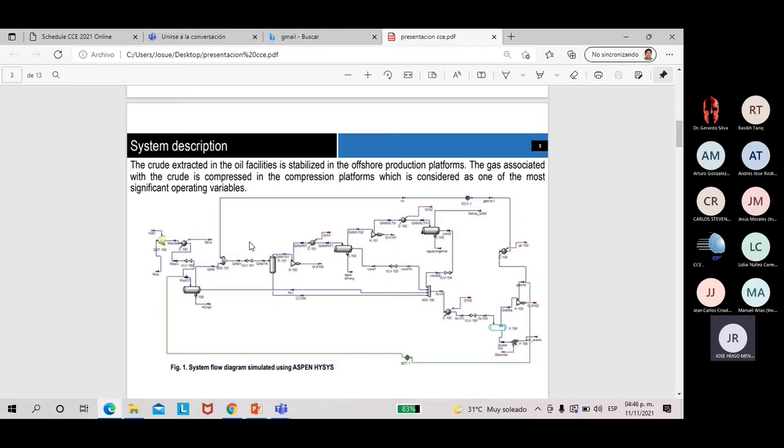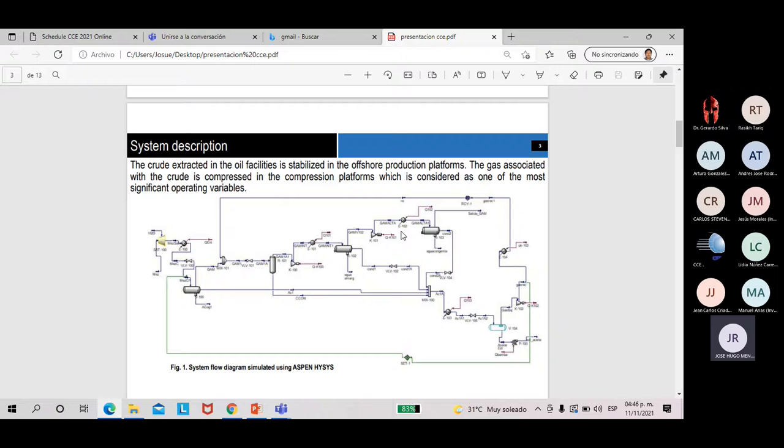The system has two subsystems: oil stabilization and gas compression. In crude stabilization, the process is carried out by means of first stage tanks and second stage tanks for separation, along with pressure valve regulation and pumping equipment.